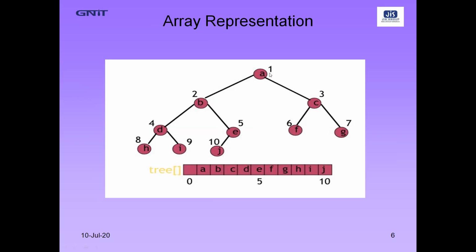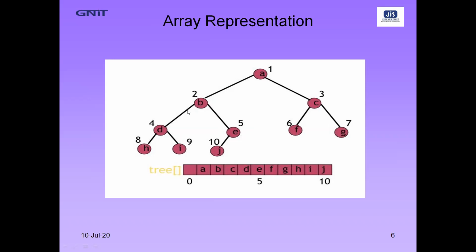As the a value is stored in position 1, here k equals 1, so its immediate left child, that is b, is stored in tree of 2 star k, that is tree of 2 star 1, which is 2, and the right child, that is c, is stored at position tree of 2 star k plus 1, that is tree of 2 star 1 plus 1, which is 3.